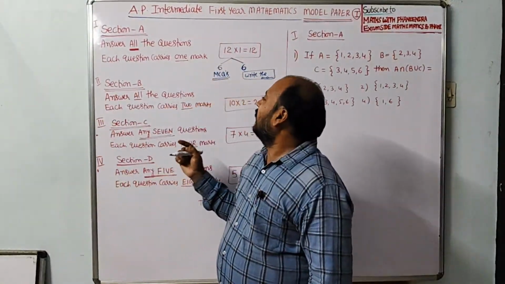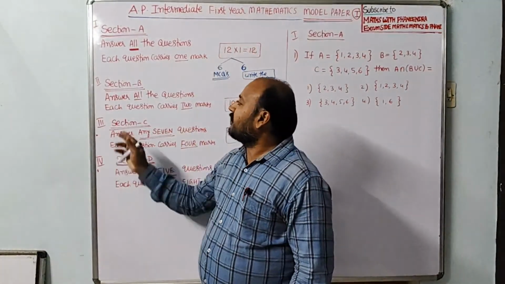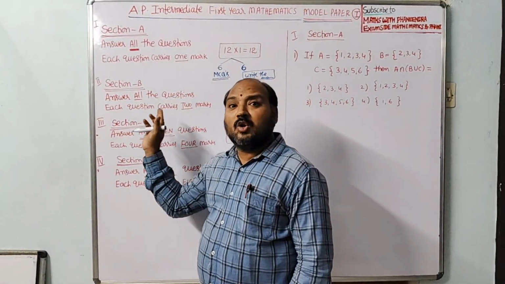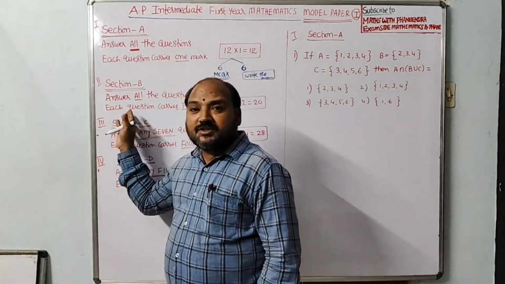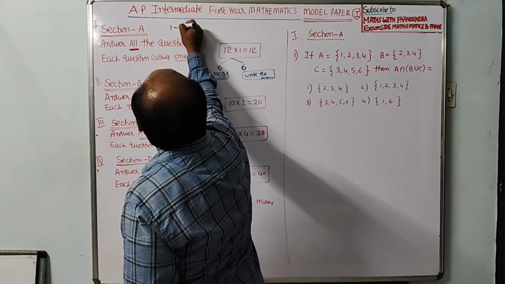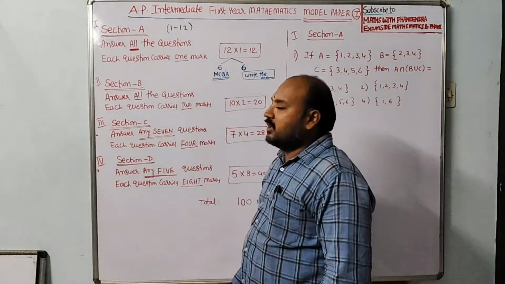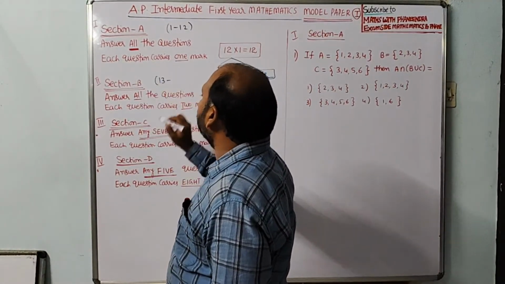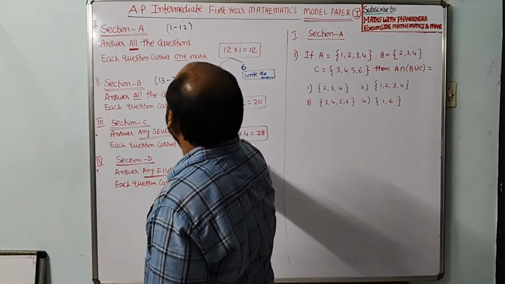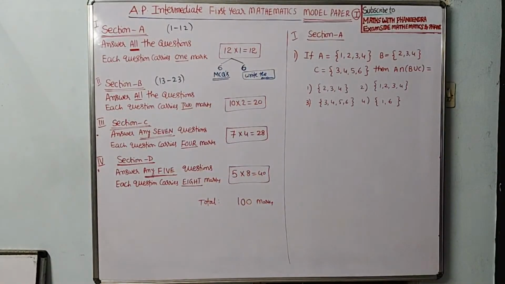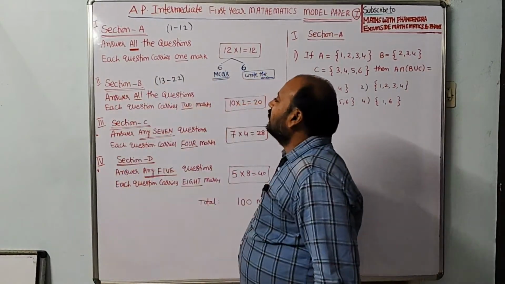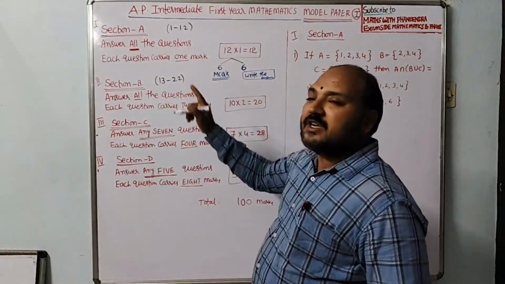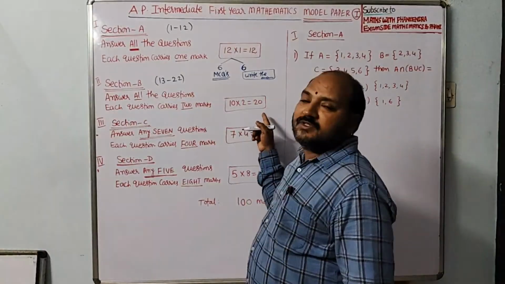Come to section B. In section B, they will give 10 questions. Answer all the questions. Each question carries 2 marks. So total 10 questions are there in this. Here 1 to 12 questions, dear students, question number 1 to question number 12. Next, question number 13 to 22. From 13 to 22, 10 questions are there. In 10 questions, each carries 2 marks, 20 marks.